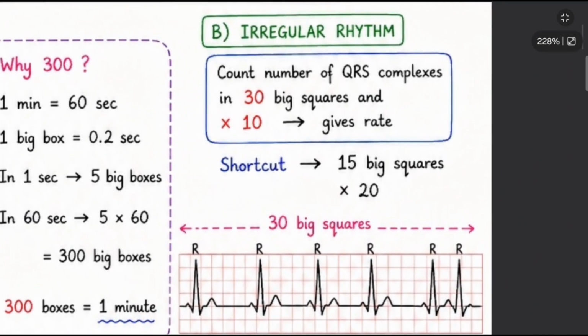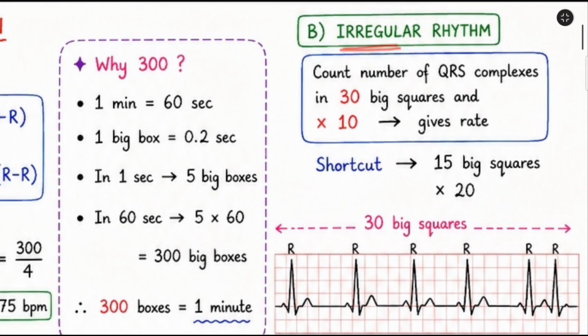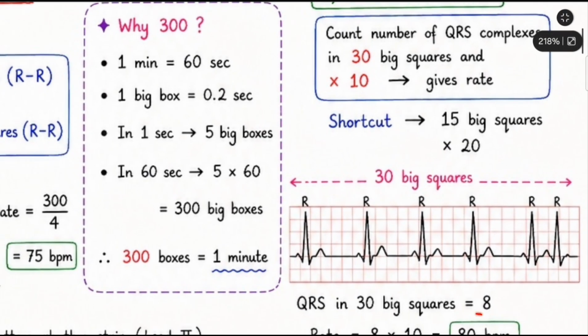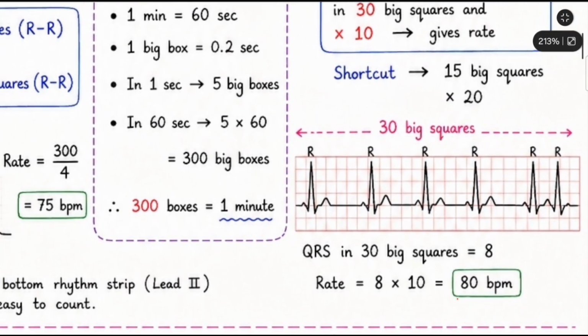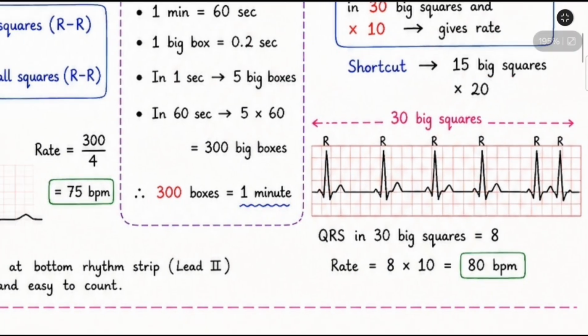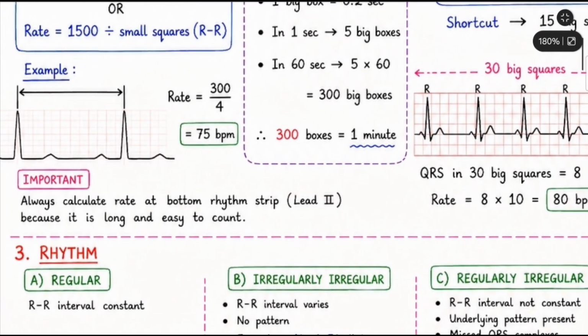Now suppose the rhythm is irregular. The RR interval keeps changing, so the previous formula no longer works. Instead, count the number of QRS complexes in 30 large boxes, then multiply that number by 10. For example, if you count 8 QRS complexes, the heart rate is 8 multiplied by 10, which equals 80 beats per minute. A useful shortcut is to count 15 large boxes and multiply by 20. One important point: always calculate the heart rate using the bottom rhythm strip in lead 2 because it is longer and much easier to count accurately.